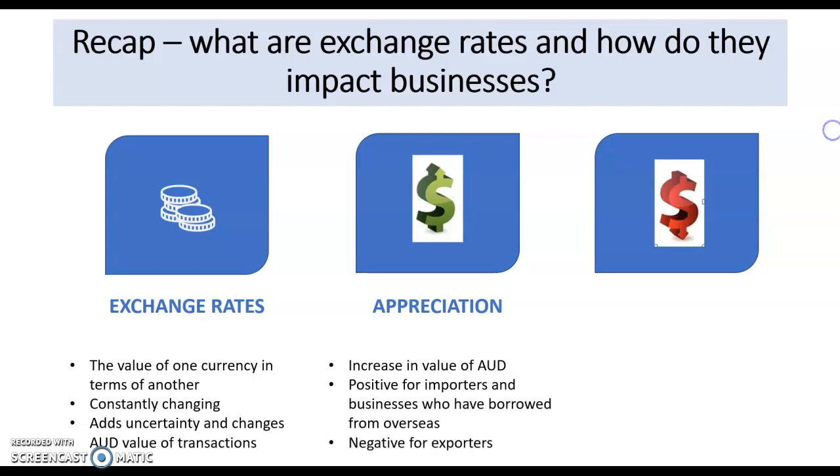repayments. However, an appreciation is negative for businesses who are exporters because their customers have to pay them in Australian dollars, which therefore they need more foreign currency to be able to do that, making our goods relatively more expensive and reducing our international competitiveness.